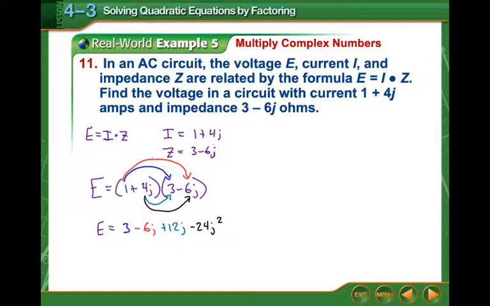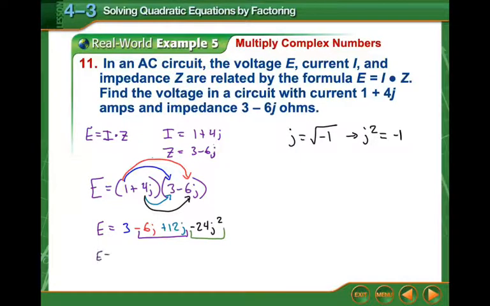Now this has a J instead of an I, but it's still the same idea. J is equal to the square root of negative 1. So this means that J squared is equal to negative 1. So we're going to simplify this. We can combine like terms with these two. And we can go ahead and simplify the 24J squared as well, because J squared, again, is negative 1.